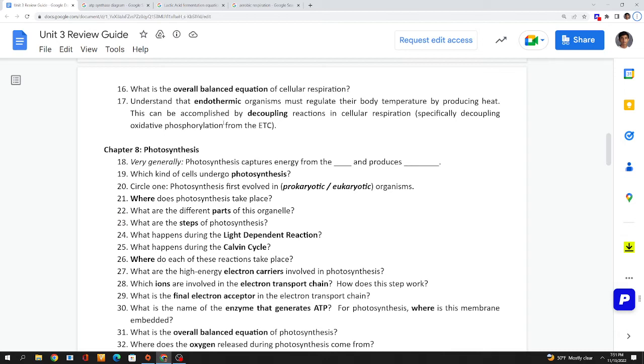they're a different type. Anyways, circle one: photosynthesis first evolved in what? Prokaryotic, eukaryotic organisms? Prokaryote. Remember that photosynthesis comes from the chloroplast, and chloroplasts follow the endosymbiotic theory as well. Okay, where does the photosynthesis process take place?